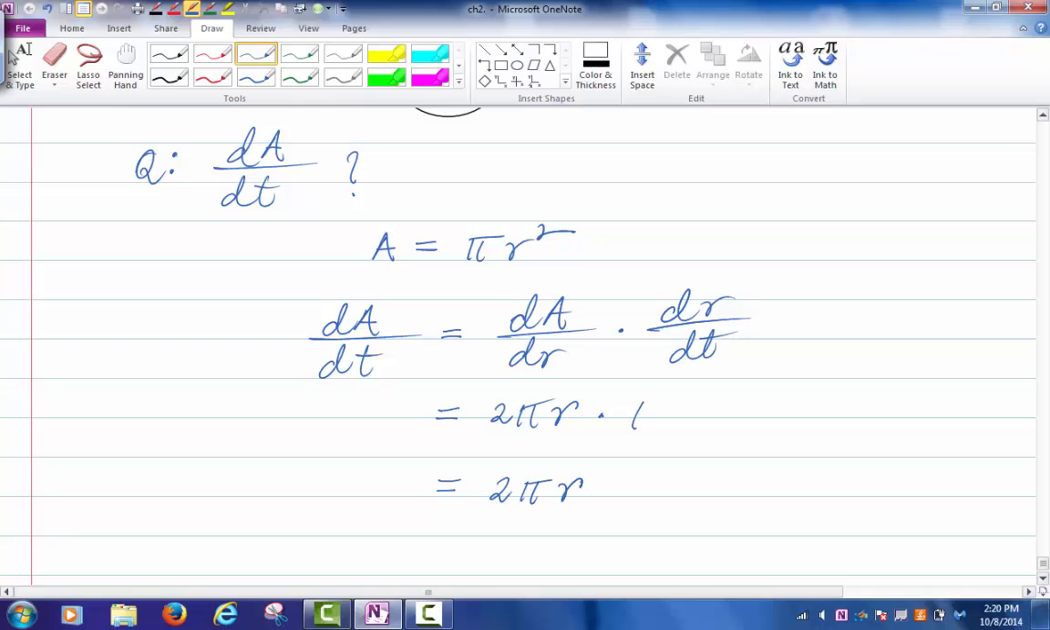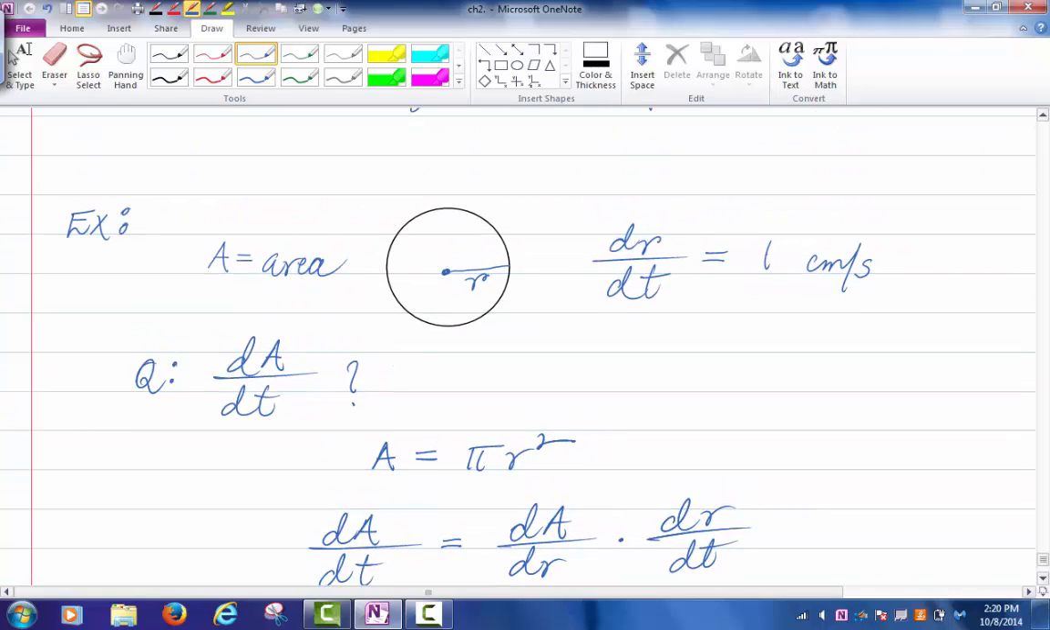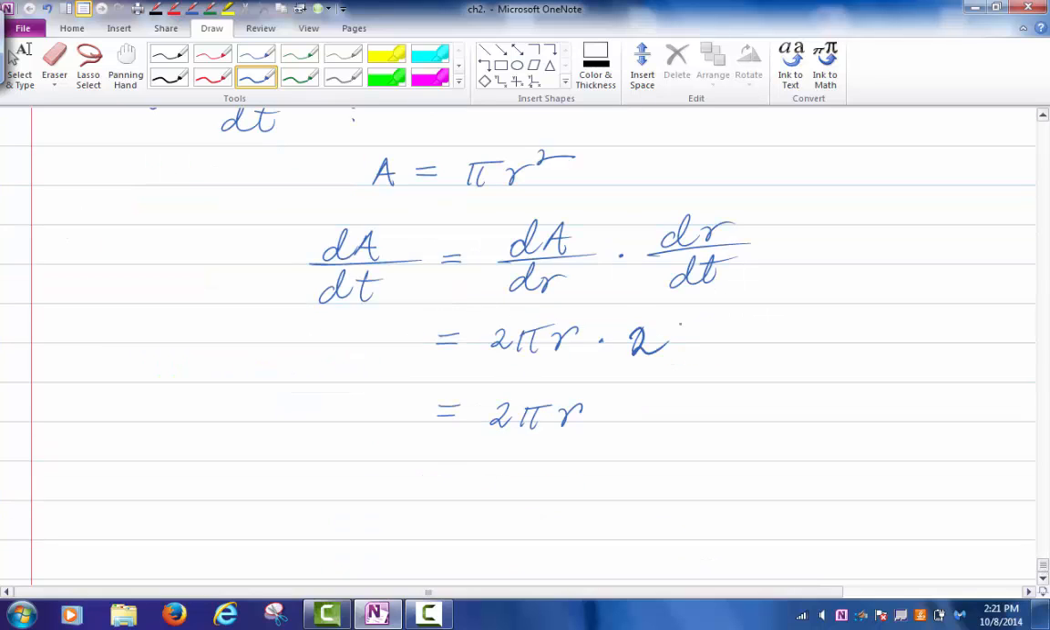If this wasn't 1, let's make it 2. That way you know that it's not going to be just 2 pi r. So if this is 2, then I would be getting 2 here, and so I would be getting 2 here, and then I would be getting what? 4.